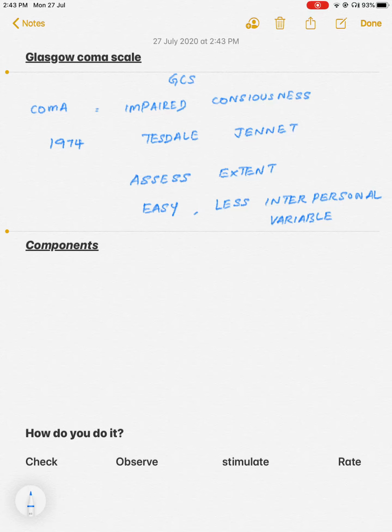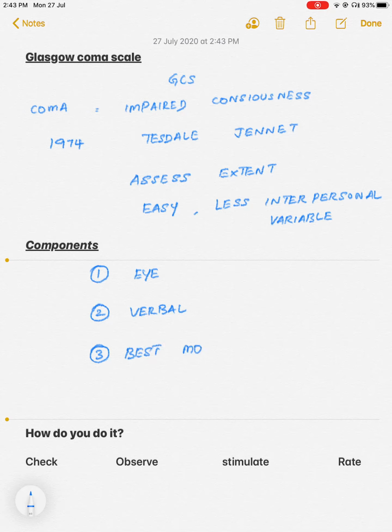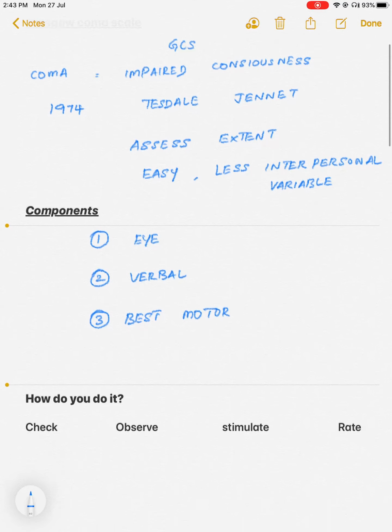So, what are the components of the Glasgow Coma Scale? The Glasgow Coma Scale takes three things into consideration. One is the eye opening, then we have the verbal response, then we have the best motor response. All these three things are taken into consideration.